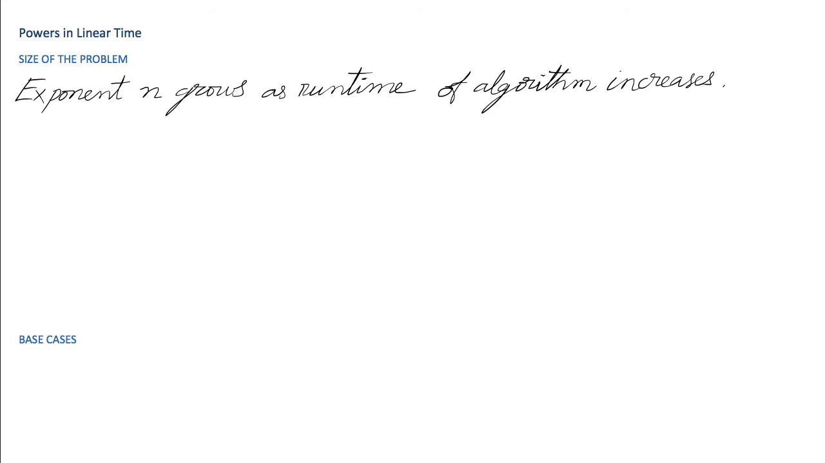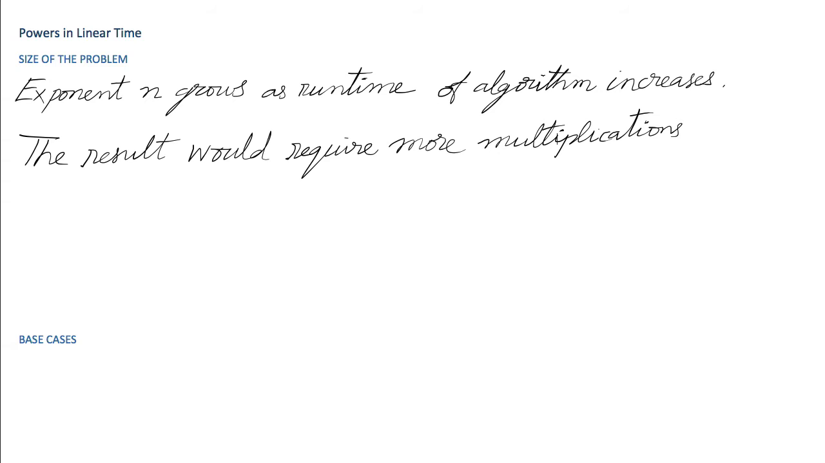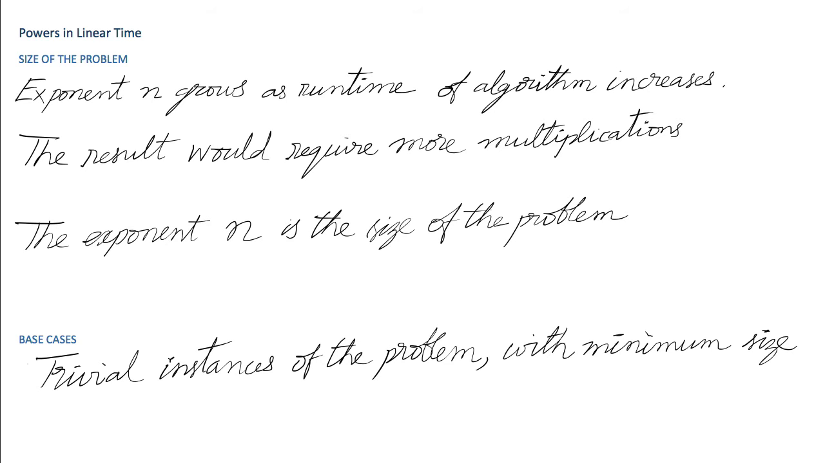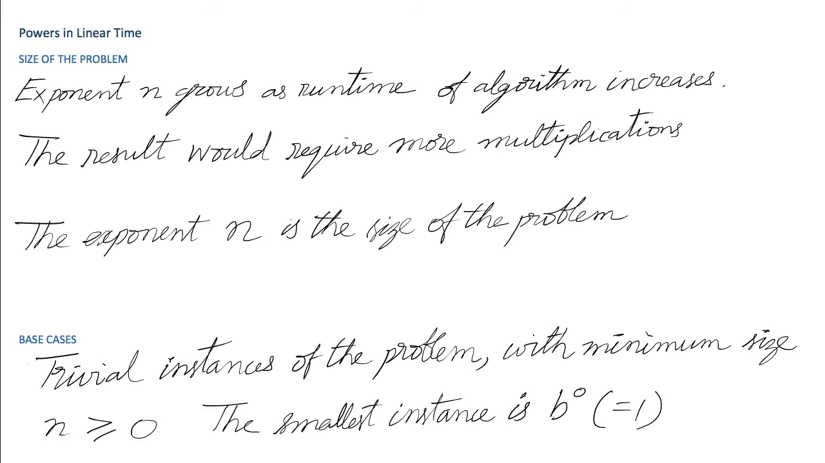What is the size of the problem? Exponent n grows as runtime of algorithm increases. The result would require more multiplications. The exponent n is the size of the problem. What are the base cases? Base cases are trivial instances of the problem with minimum size. In this case, n is greater than or equal to 0. The smallest instance is b to the power 0. So n equals 0 is the base case.